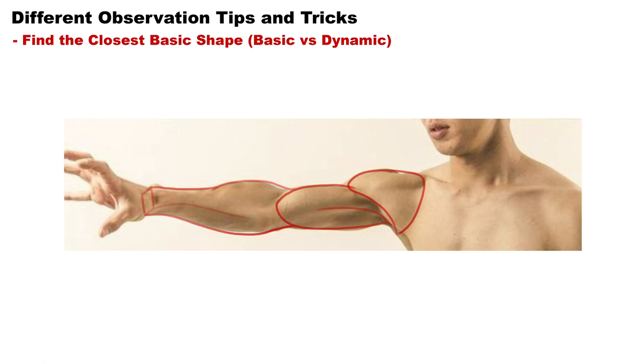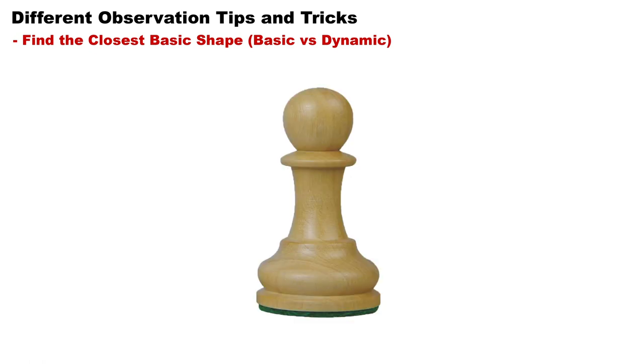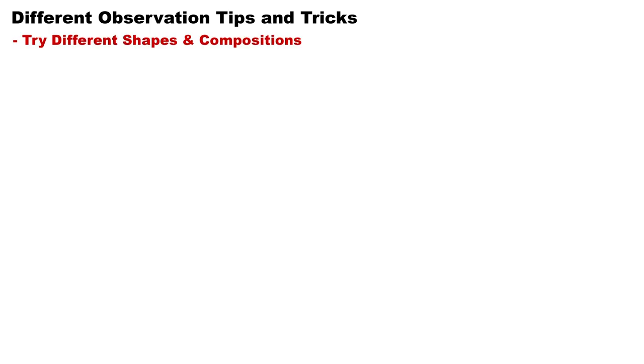So find the closest basic shape to both your main and connecting parts and experiment with it. Notice that I said start with basic shapes first, because it's much easier to start with a box than a very dynamic, twisting and bending shape. Once you have experimented enough with basic shapes and you know exactly what you want to use, you can then move on to dynamic shapes and represent your object in a more defined, simplified version using those shapes. If things don't work, try different basic shapes and different compositions of them.